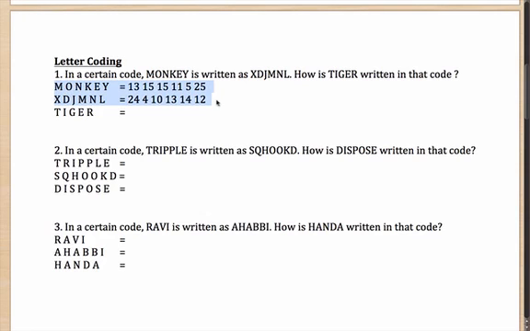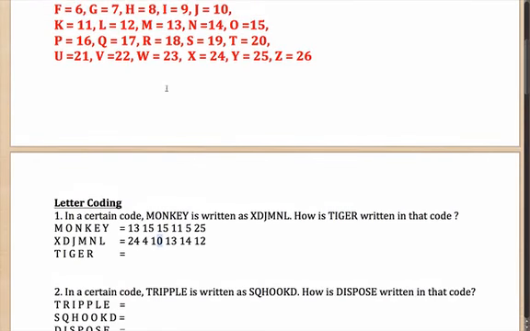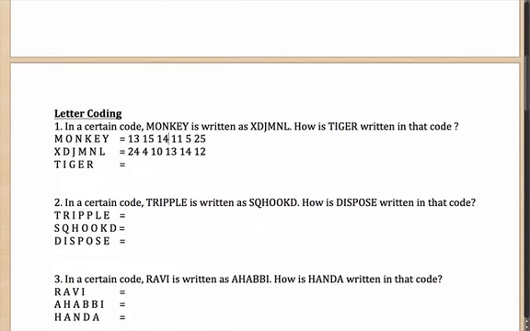The pattern here is obvious: the number series is written in reverse with 1 reduced. 25 has become 24, 5 has become 4, 11 has become 10. Oh, I think I made a mistake in monkey. N was 14. Okay, so this should be 14. So 14 has become 13, 15 has become 14, and 13 has become 12.